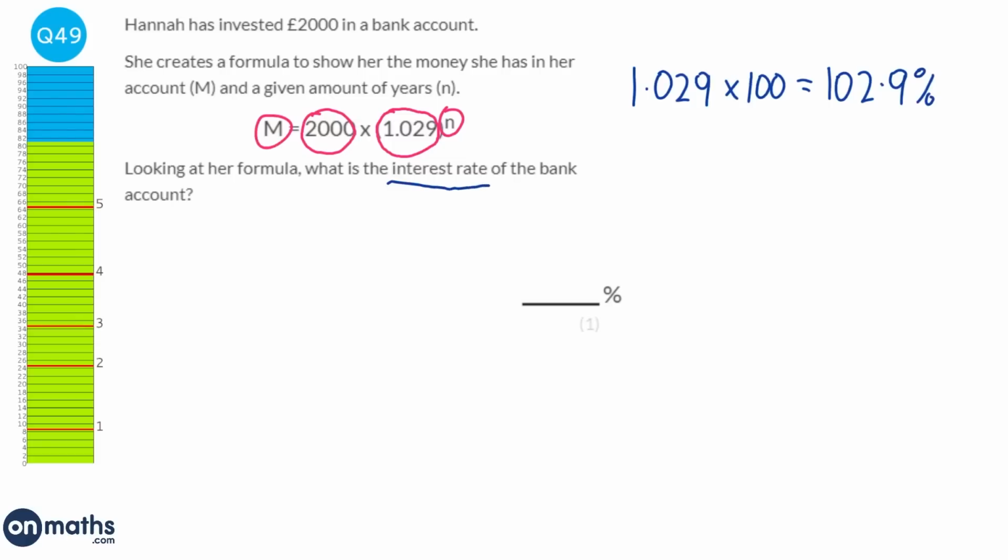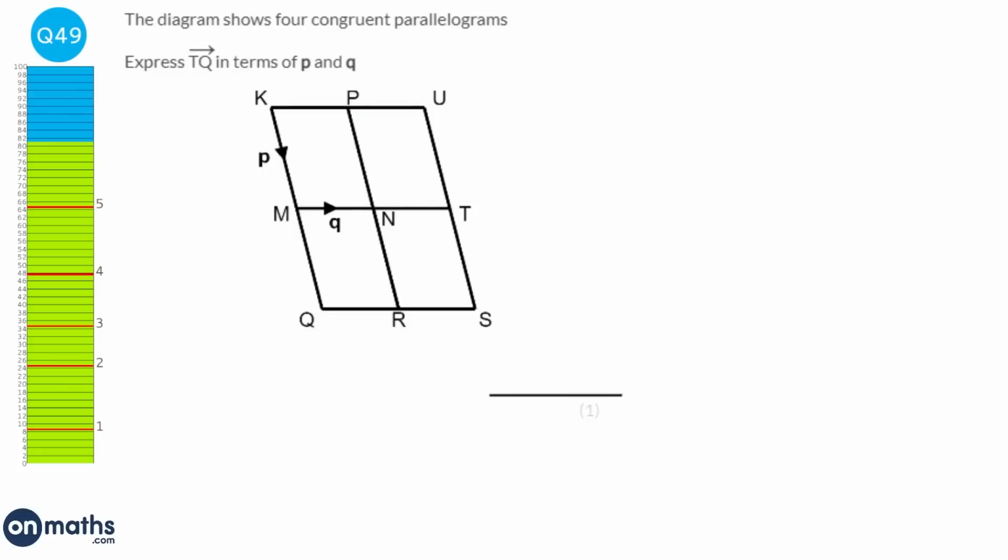Now it says what is the interest rate of the bank? Well, this 102.9% is 100% plus the interest rate, which will equal the 102.9%. So the interest rate is going to be the 2.9%. You always start off with 100%. So if I put £5 into my bank, I've got 100% of that £5, and then the interest rate is on top of that 100%. So our answer here will be 2.9%.